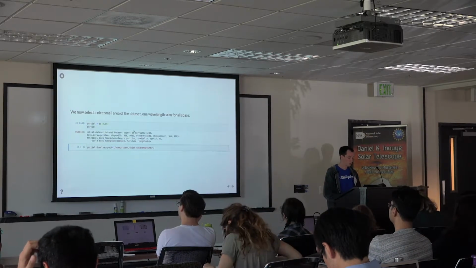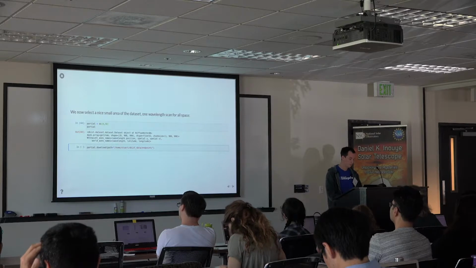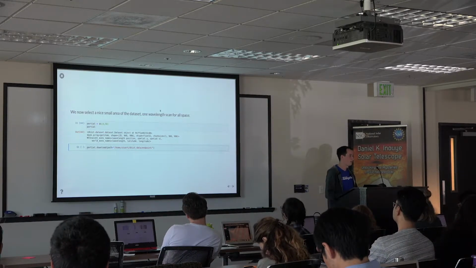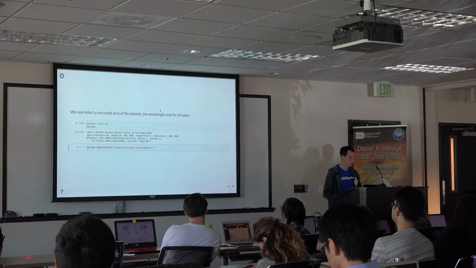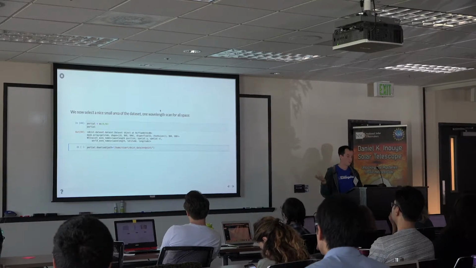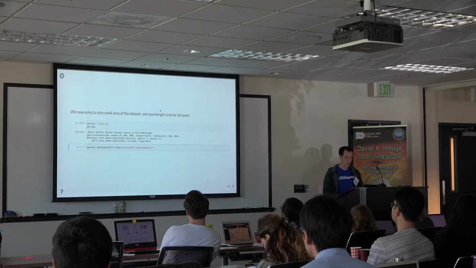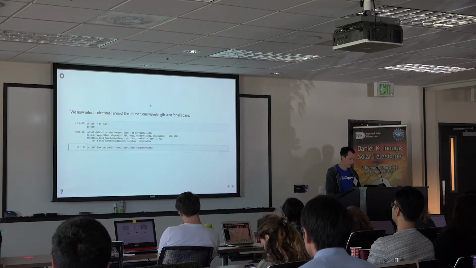If we subset this data set, say we only want to download one wavelength scan out of this big data set, so we're going to transfer 19 of the 9,700 files, you'll be able to do that with this download method here. I'm going to take a slight aside at this point.